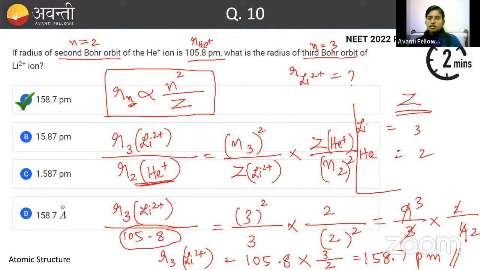Is it clear for all of you? So what is the main thing you are getting or grasping from this question? The relation between r, n and Z. Okay. The radius and the orbit number are directly proportional. The radius and the atomic number are inversely proportional. So you just need to apply this formula to solve this question. Clear? So now let me go for the last question for today's session.